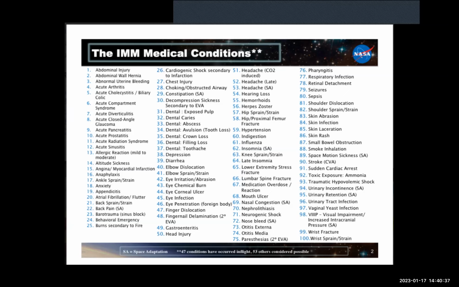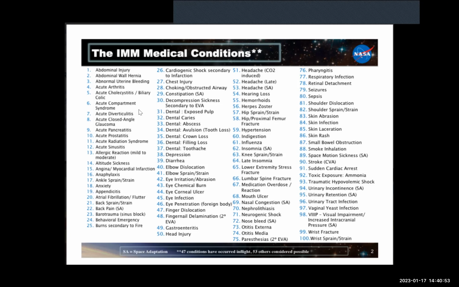So we breathe out CO2 when we sleep, and the pocket of it in front of our face causes a headache. And then it's also the things that hopefully won't happen, but are equally terrifying, though not life-threatening, like diarrhea in space. We talked a little bit about dental conditions.